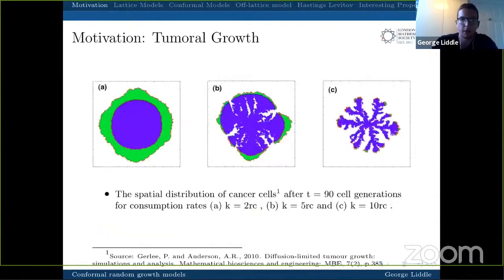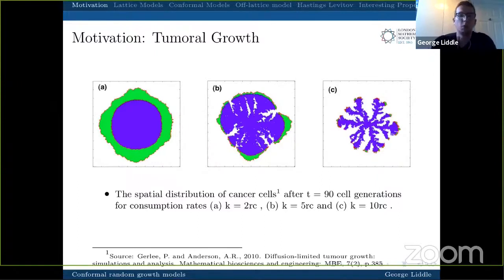Okay, so I think we're ready to make a start. And what I want to start by doing is providing some motivation for the real world processes that we want to model using this conformal random growth setup. So what we're interested in is where particles attach to the boundary of a cluster one by one according to some kind of random distribution.